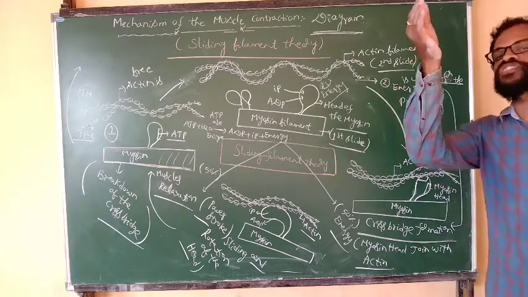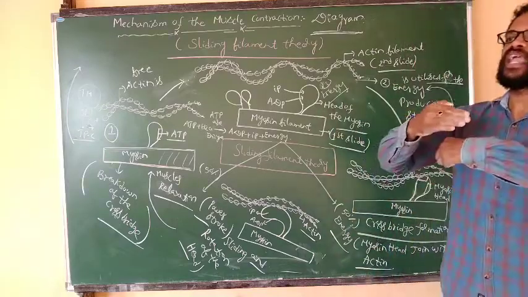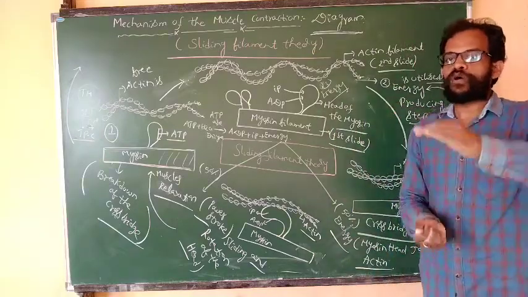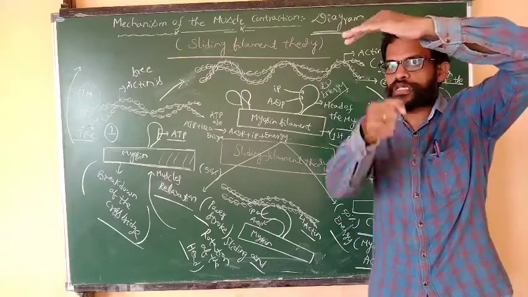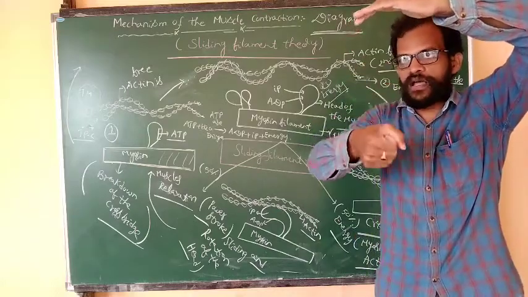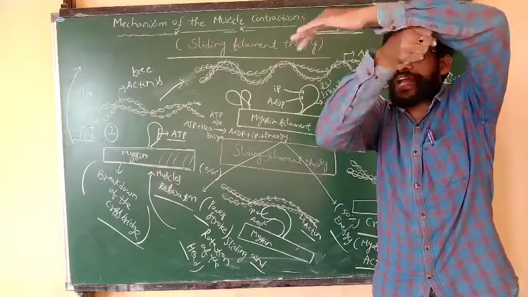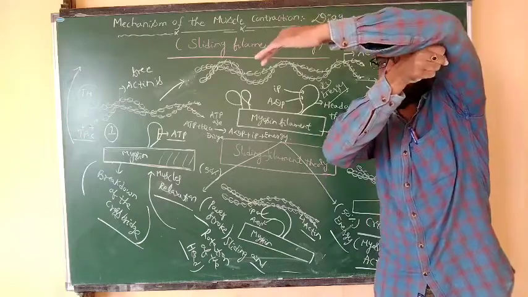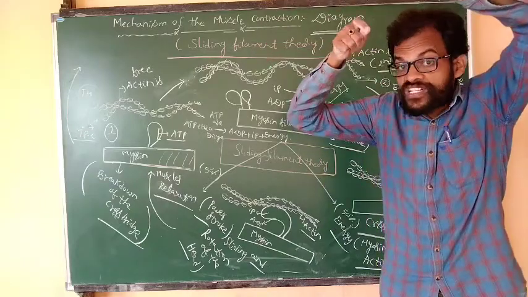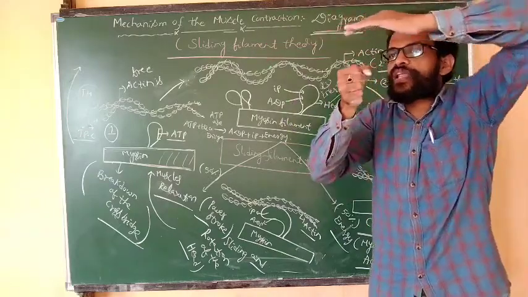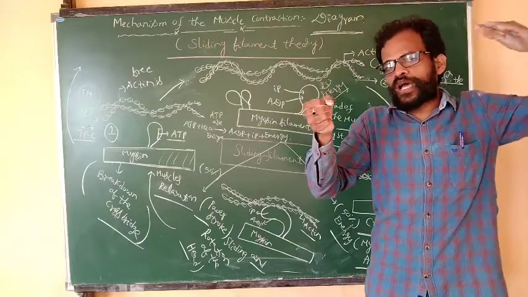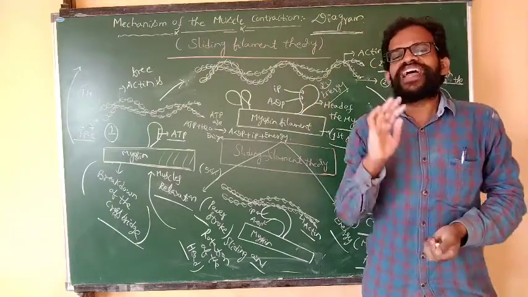Whenever the calcium concentration decreases, they are separated again. Now, during the muscle contraction, they will bind. The myosin head binds with actin. Whenever the calcium concentration decreases, it goes back to its original position, meaning the relaxed position.